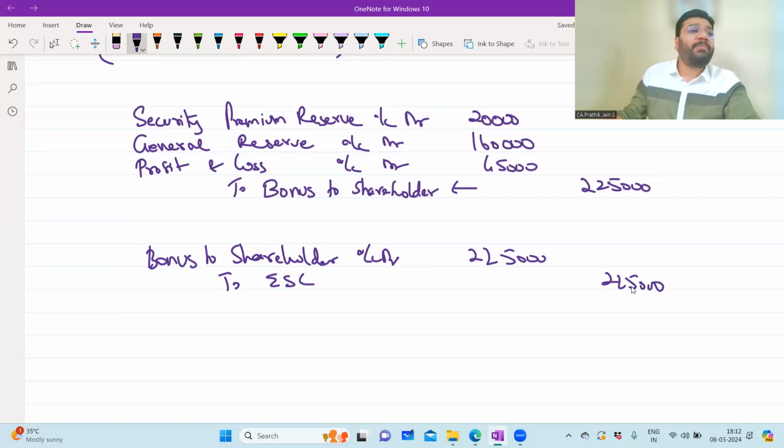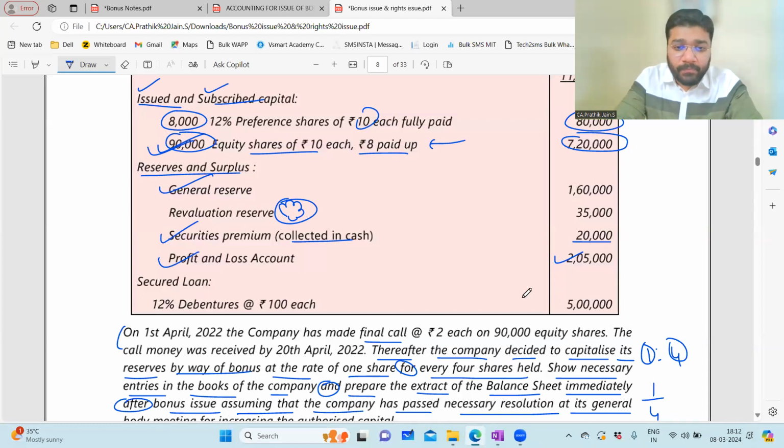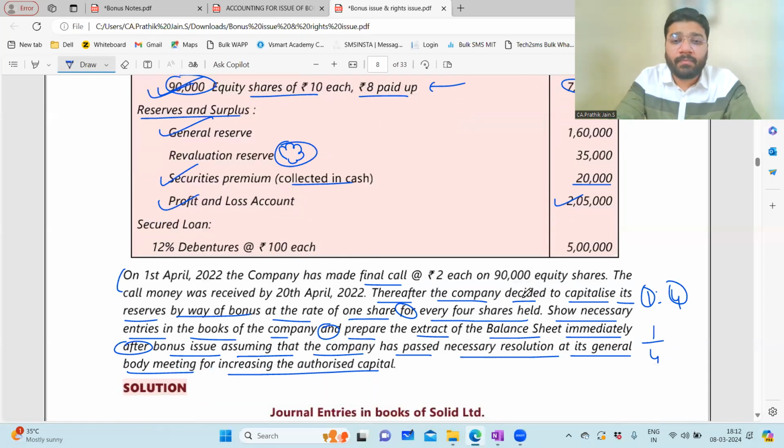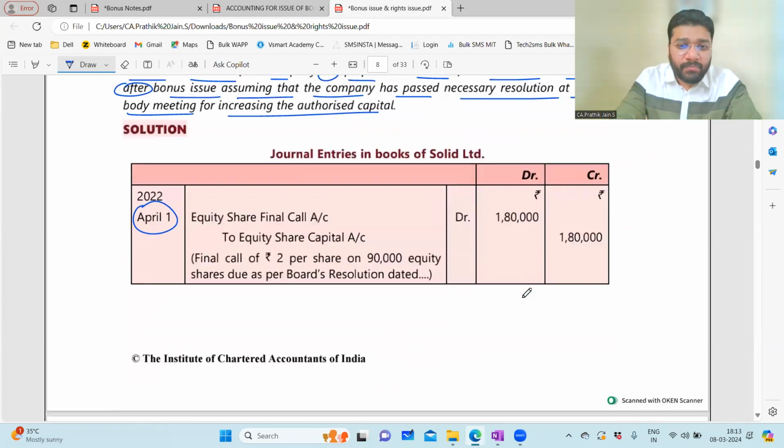2,25,000 rupees. Any problem? Online people, any problem? No, sir. This question should be somewhere in the range of, I think, 5 marks to 10 marks. So the journal entry is done.